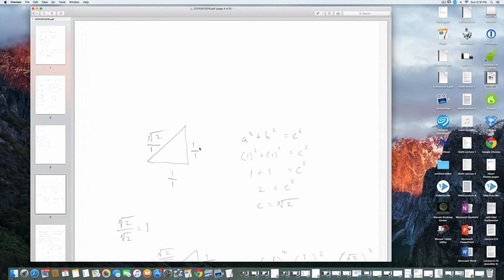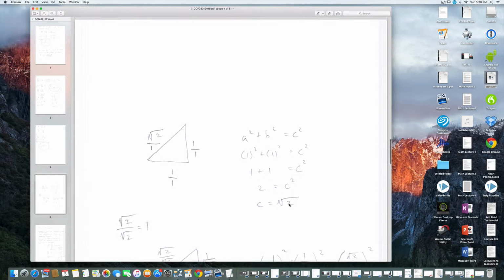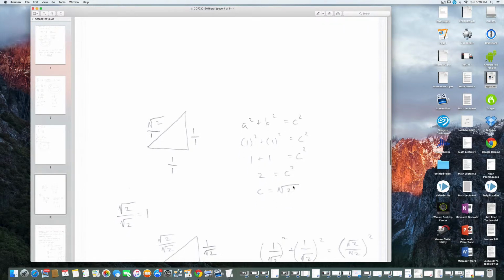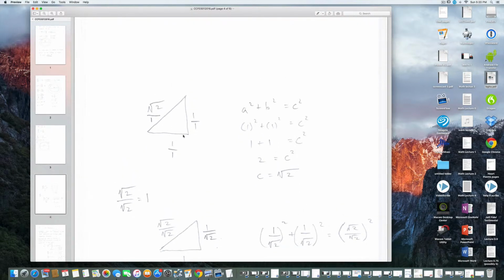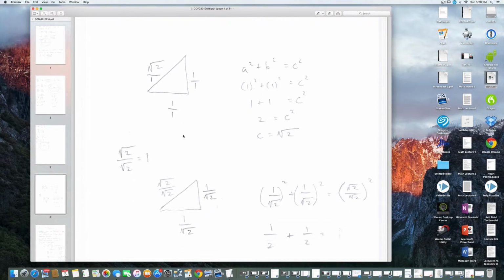So if we do 1 over 1 squared plus 1 over 1 squared, that would be 1 plus 1, which is 2, equals c squared. We solve for c, we take the square root of both sides, and we get square root of 2, relative to 1. But now let's look at it relative to square root of 2. Because we could have just made another number, because 1 really means unity. So I'm going to say square root of 2 over square root of 2 equals 1.